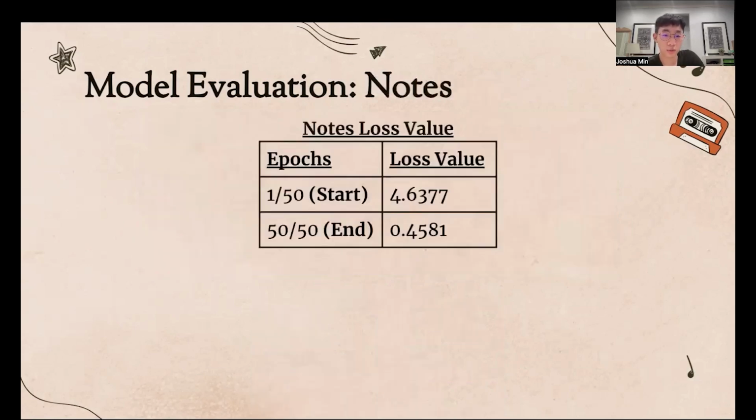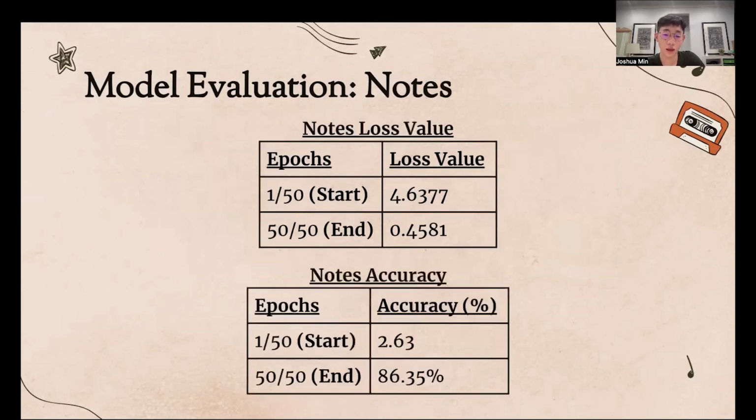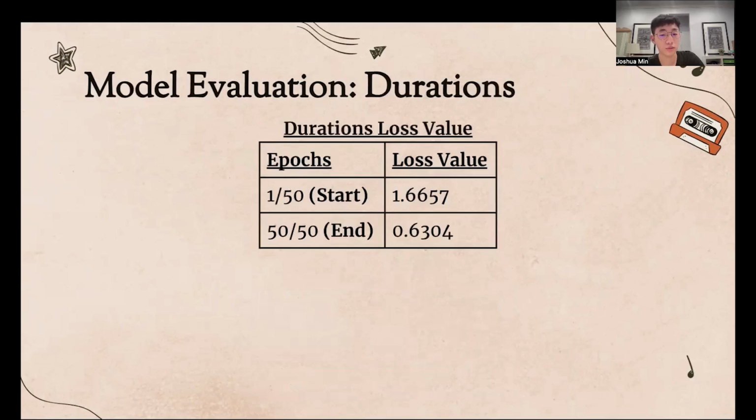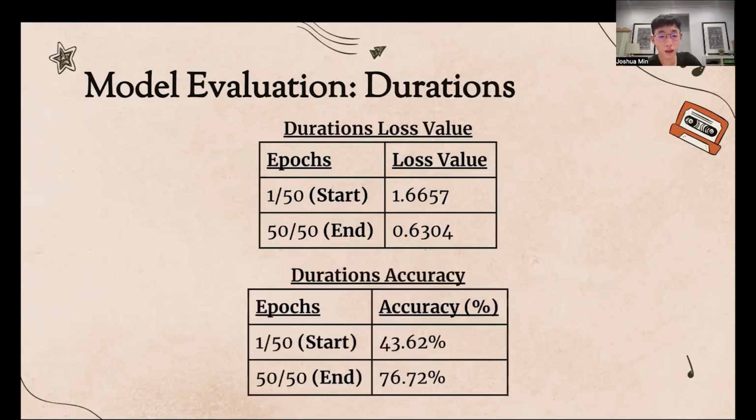Similarly, for the notes themselves, you can see that there was a significant decrease in terms of loss value. And we can see that by the end of 50 epochs, the note's accuracy was 86.35%. And also for the durations, there was also, again, a significant loss value decrease. And by the end of 50 epochs, there was a durations accuracy of 76.72%.